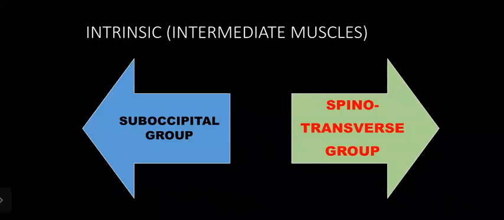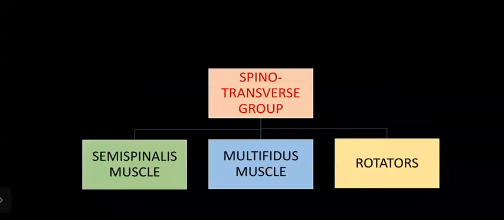Moving forward, intrinsic intermediate muscles. We have divided them into two groups, that is suboccipital and the spinotransverse groups. For the spinotransverse group, we have the semispinalis, multifidus, and the rotators. When we see the diagrams, we come to know that there is further division of them, but basically we are learning the basic part. To learn this, we can have a trick: semi-multi-rotators, that is semispinalis, multi meaning multifidus, and the rotators.